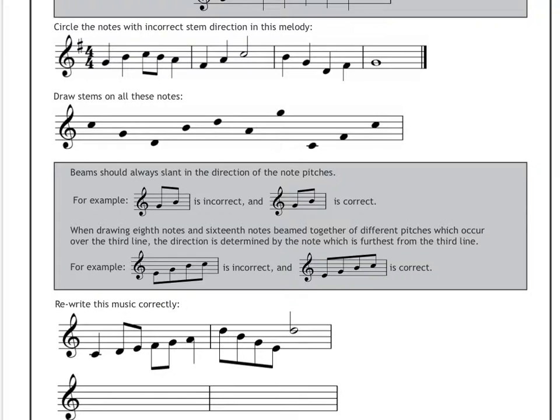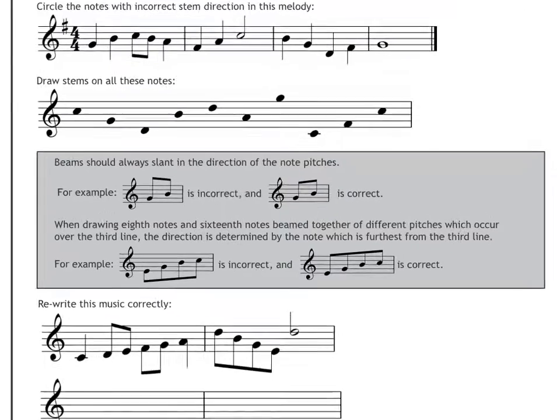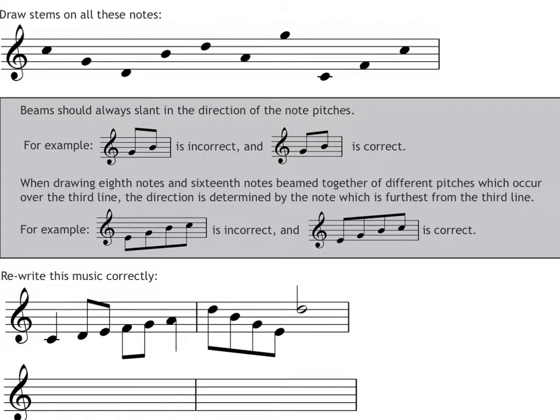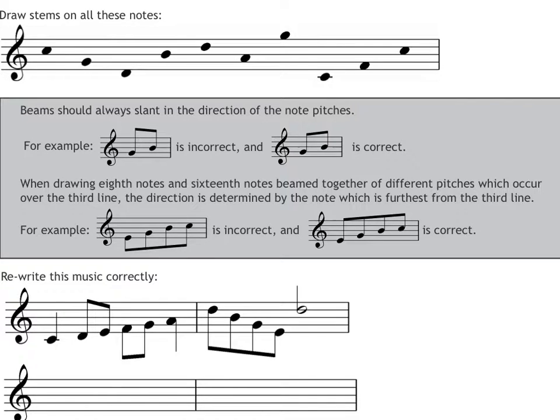Now here's where we get a little bit, not too crazy, but we're talking about beams. When you have eighth notes beamed together, there are some conventions, some quote-unquote rules, for that. Here they are. Beams should always slant in the direction of the note pitches, in the direction that the melody is going. An example of that would be right here. Here you have two notes, G and B. You can hear that the melody goes up. In order to make the beam look good, we want the beam to go in the same direction. The melody goes up, we want the beam to go up.